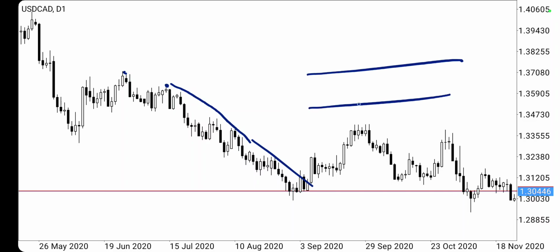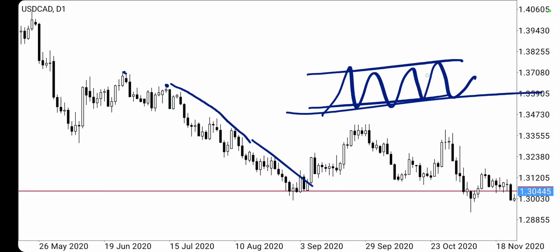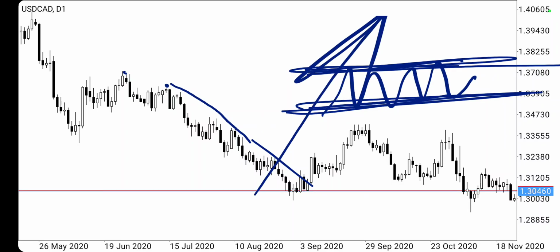But remember, in consolidation, we don't have a trend line. We only have support and resistance because they are horizontal, and a trend line has to be what? At an angle. So we are done, my friends. So I hope you have learned something, the concept of drawing an accurate trend line on your chart.